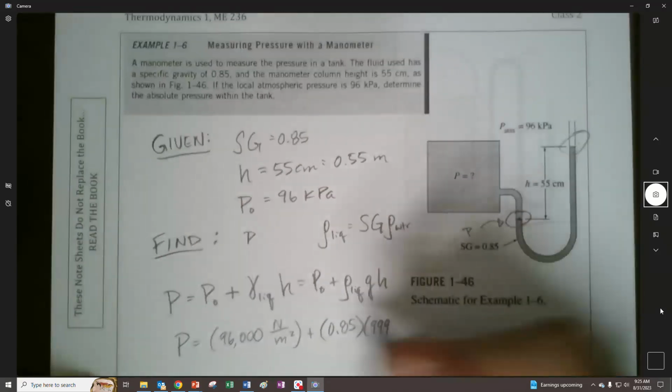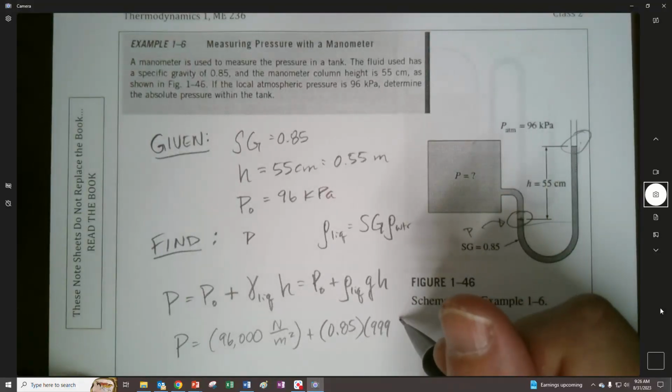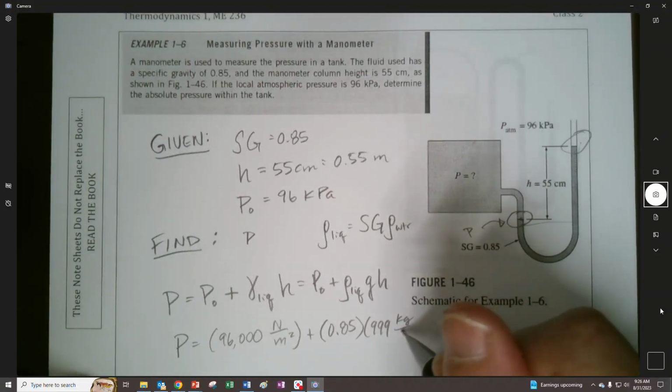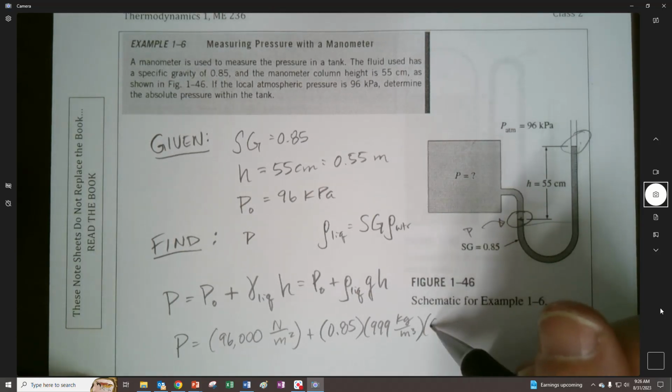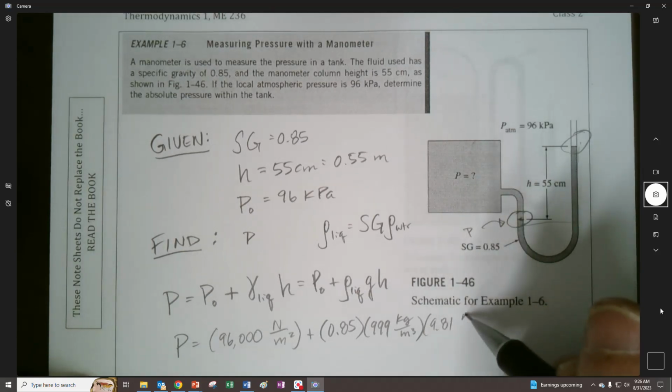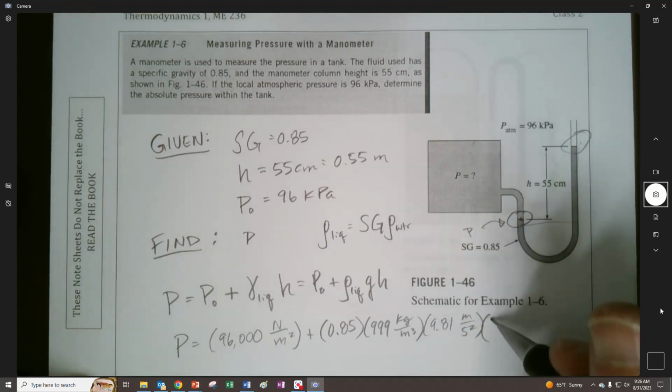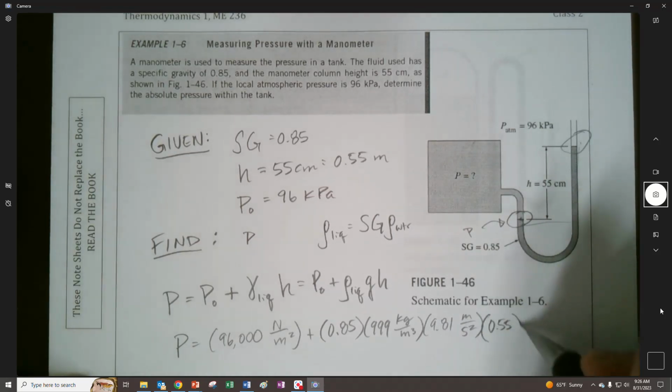But anyway, I started units over here, so we'll continue with the units. Kilograms per cubic meter. And what did I say? Oh yeah, we need 9.81 meters per second squared. And then the height of 0.55. Did I do everything correct?